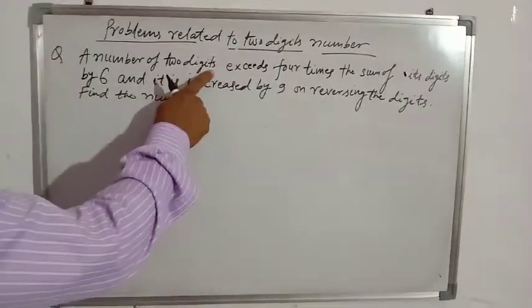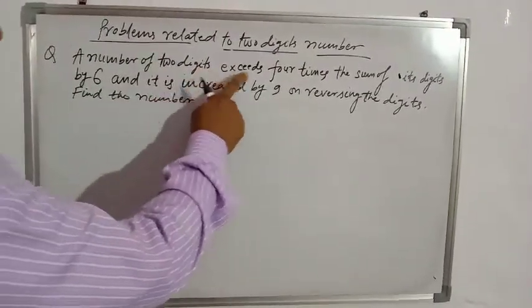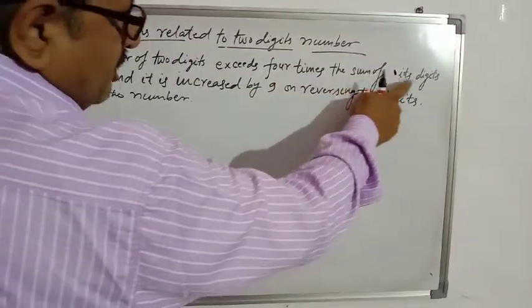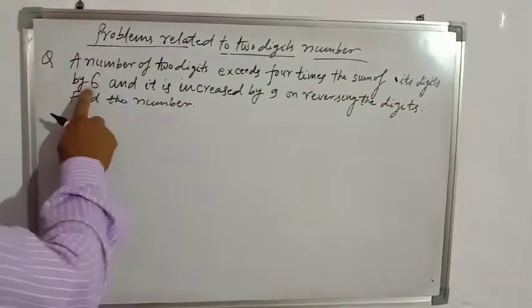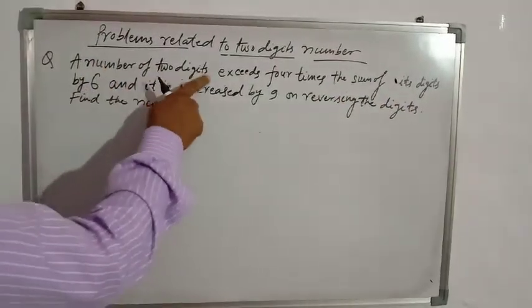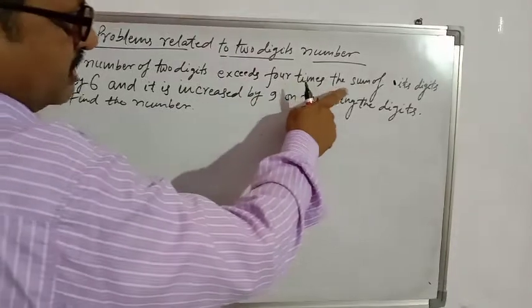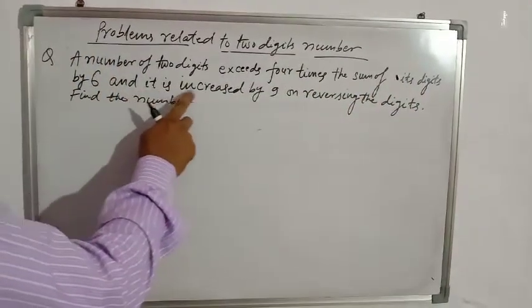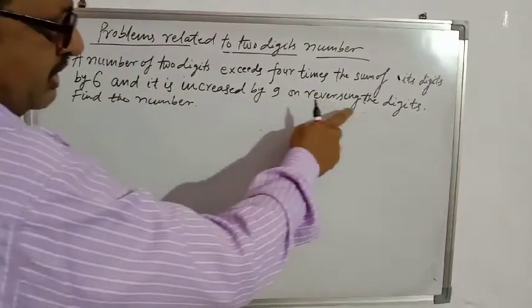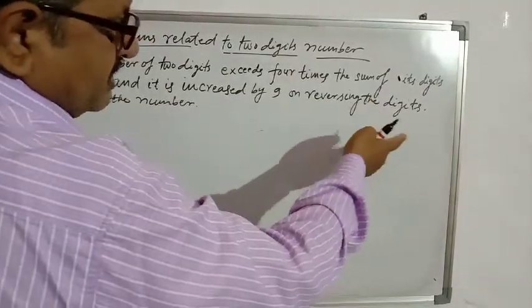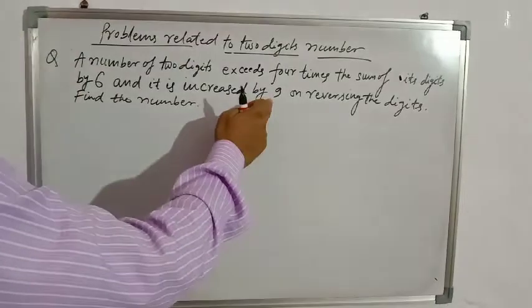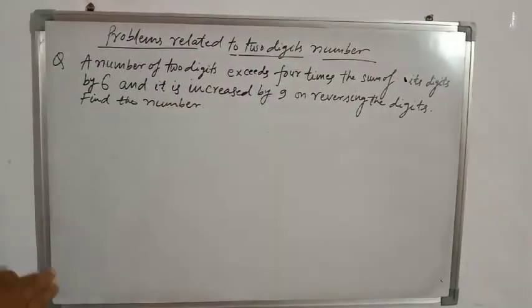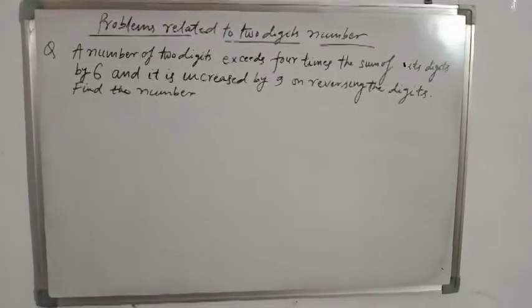A number of two digits exceeds, means greater, more, 4 times the sum of its digits by 6, and it is increased by 9 on reversing the digits. Means the reverse number is 9 more than the original number. This is the meaning. Find the number. Find the number means we have to find the two-digit original number.